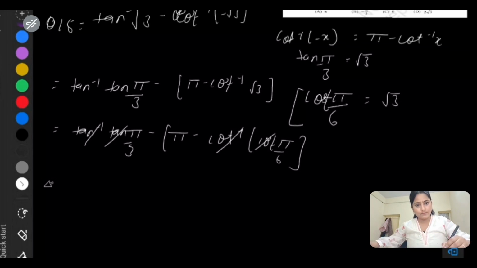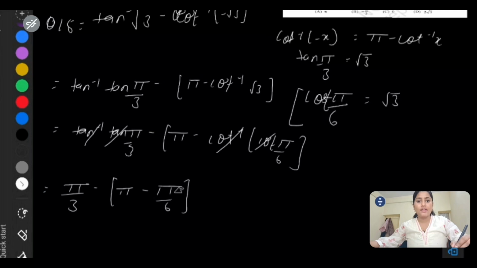Now into the next step, we'll get π/3 − (π − π/6). Now first solve this bracket here. So take the LCM 6: 6π − π, which is 5π/6. So we'll get here π/3 − 5π/6.